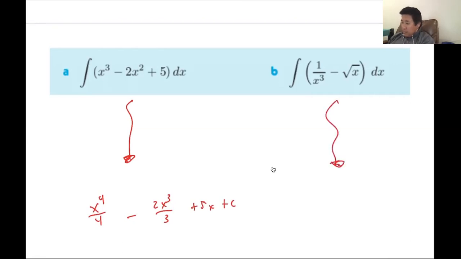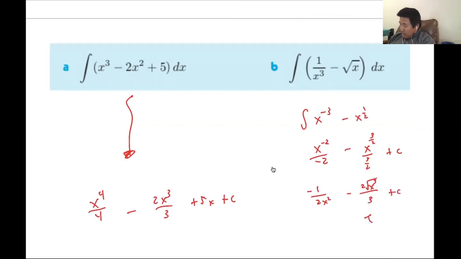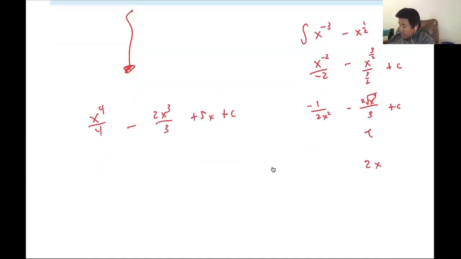For this one, I'm going to do the integral of x to the negative 3 minus x to the 1/2. So I have x to the negative 2 over negative 2 minus x to the 3/2 over 3/2 plus c. So I got negative 1 over 2x squared minus 2x to the 3/2 over 3 plus c. We could also write that term as 2x square root of x over 3.